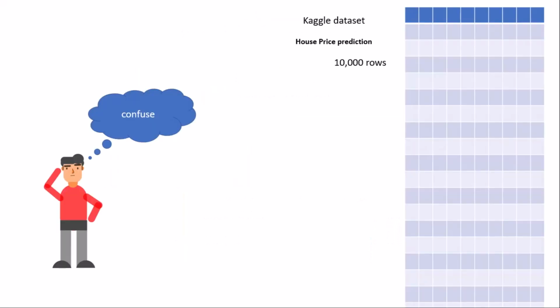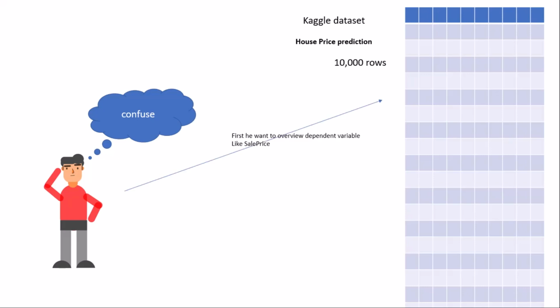So now let's take the example. Let's say this is Ravi and he is confused. This is the data set. This is a Kaggle data set, house price prediction, and it has 10,000 rows. 10,000 rows is not the actual number. The actual number is around 1500, but what I am trying to show you is, if the data set is very large, that's where data visualization is very crucial for analyzing and understanding the data.